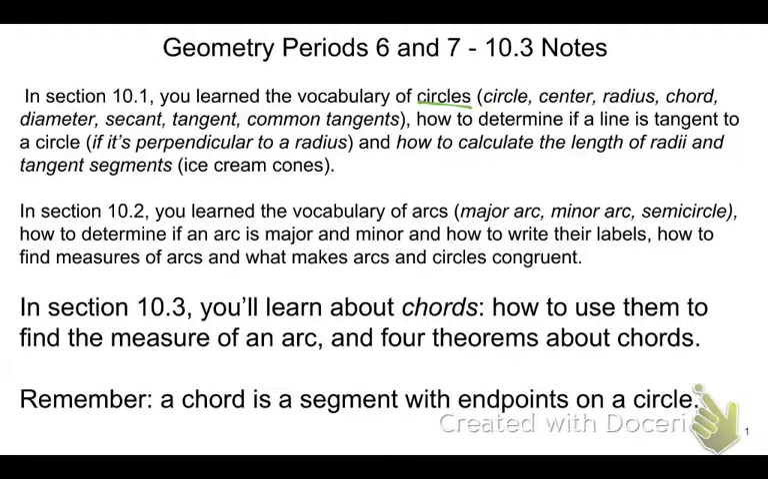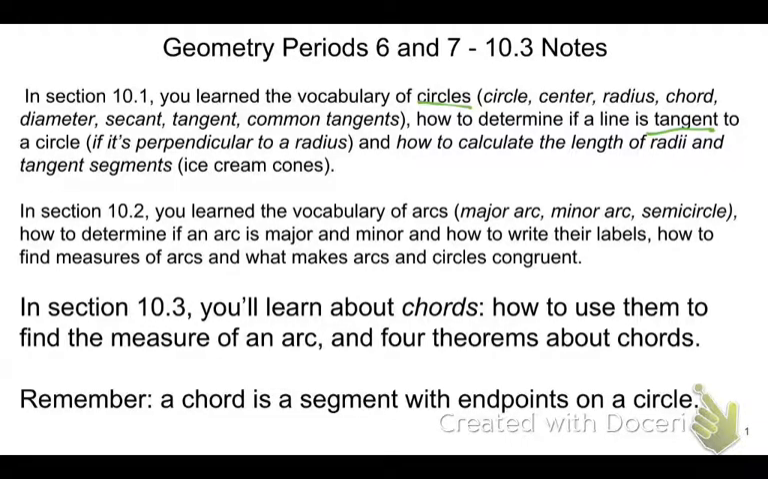And we learned how to determine if a line is tangent to a circle, if it's perpendicular to a radius, and how to calculate the length of the radii in tangent segments. Remember the theorem about ice cream cones.